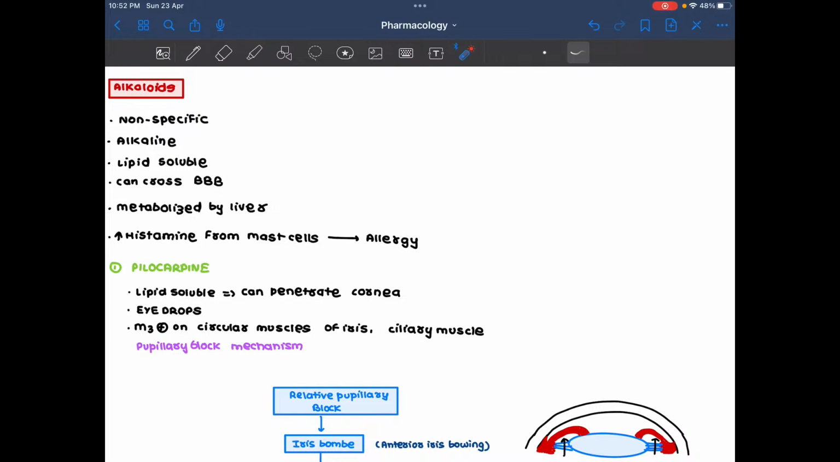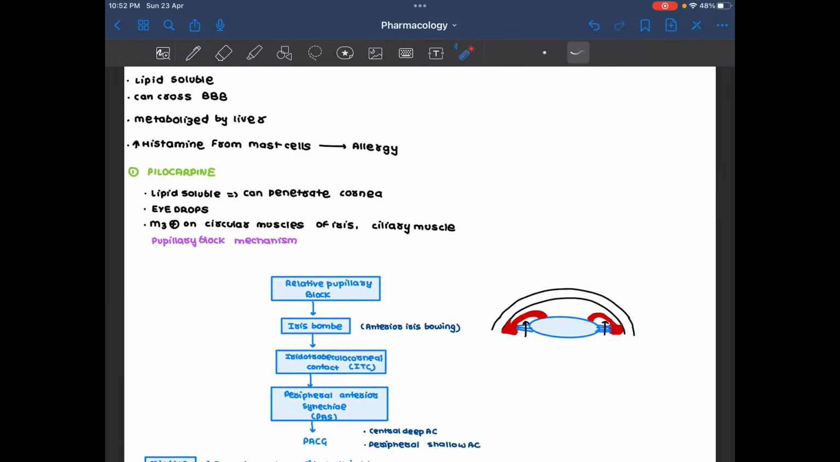They're basically derived from plants. So we're going to talk about pilocarpine. We know it's lipid soluble, so it might penetrate the cornea, and if it can penetrate the cornea, we might use it as an eye drop. And what is it going to do? It's going to stimulate the M3 type of circular muscles of the iris.